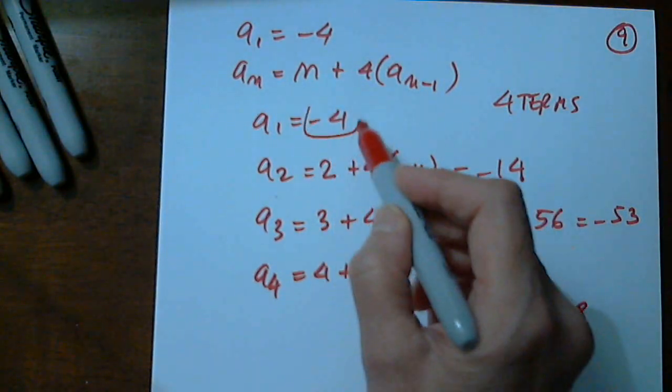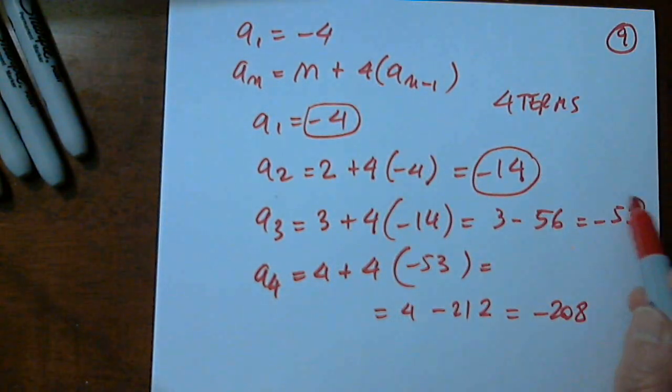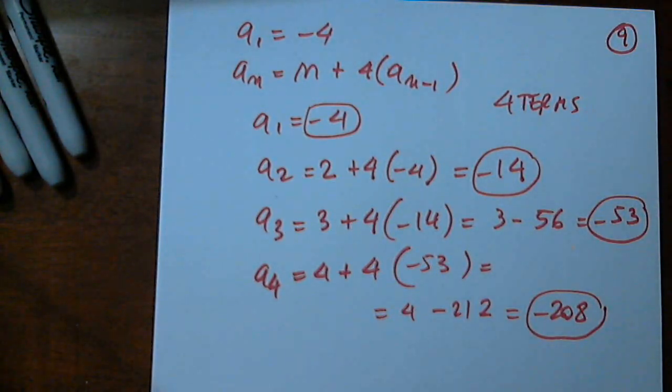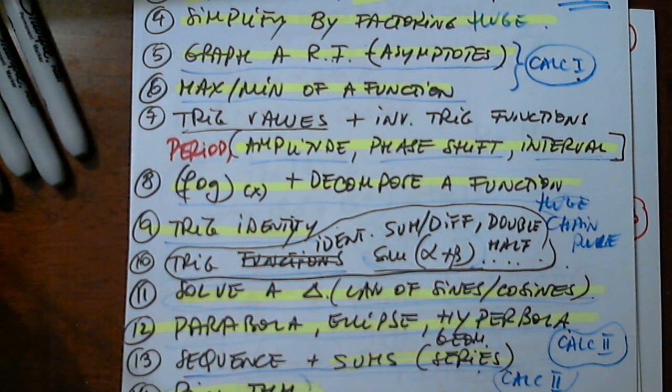So this is the first one, this is the second term, this is the third term, and this is the fourth term. This is just to follow the pattern. So that was the sequence.